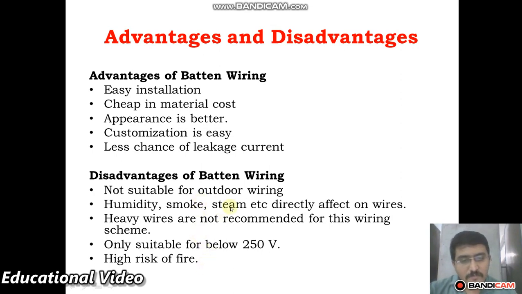Humidity, smoke and steam directly affect the wire, and heavy wires are not recommended for this wiring scheme. It is only suitable for low voltage applications. There is also a high risk of fire, so this is a disadvantage.